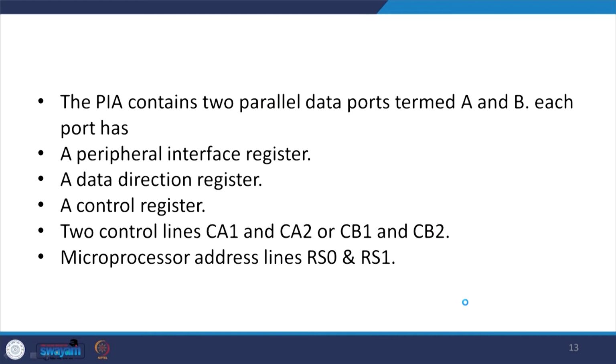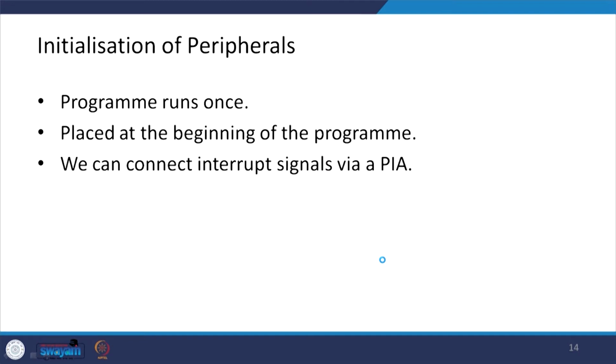over here. The PIA contains two parallel data ports termed A and B, and each port has a peripheral interface register, a data direction register and a control register, and the two control lines CA1 and CA2 and CB1 and CB2 are there. There are microprocessor address lines RS0 and RS1. Initialization of peripherals: the program runs once, placed at the beginning of the program, and we can connect an interrupt signal via the PIA.